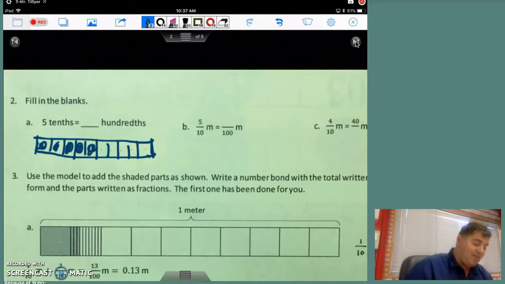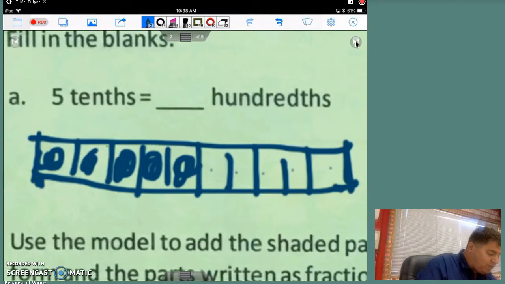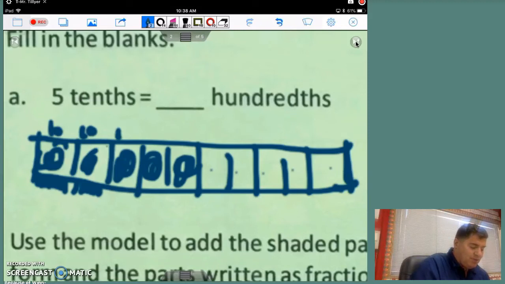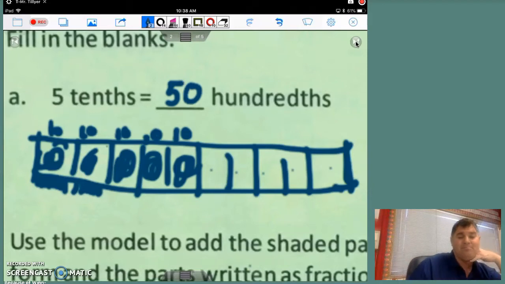Now, that's 5 tenths, but if we wanted to make this whole thing hundredths, we'd have to have a whole bunch of little tiny things. 1, 2, 3, 4, 5, 6, 7, 8, 9, 10. You get the picture. It's tenths. So it would be 10, 20, 30, 40, 50. 50 hundredths. Okay?